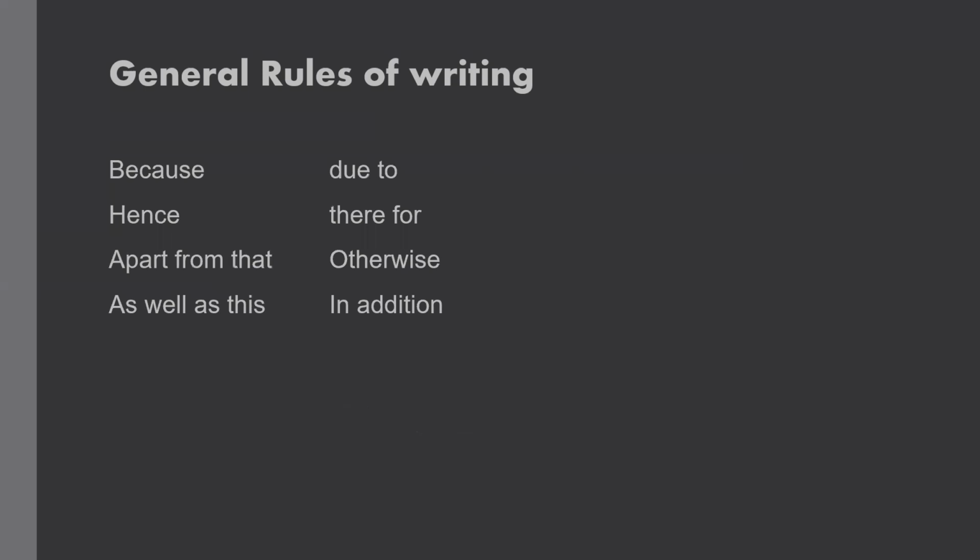I already told you that we are not supposed to use because, hence, apart from that, as well as this. So what else can we use? Whenever you are forced to use because, you can use due to. Apart from hence, we can use therefore. Instead of apart from that, you can use otherwise. And for as well as this, we can use in addition. I hope that you understood which connectors we can use and which connectors we can't.